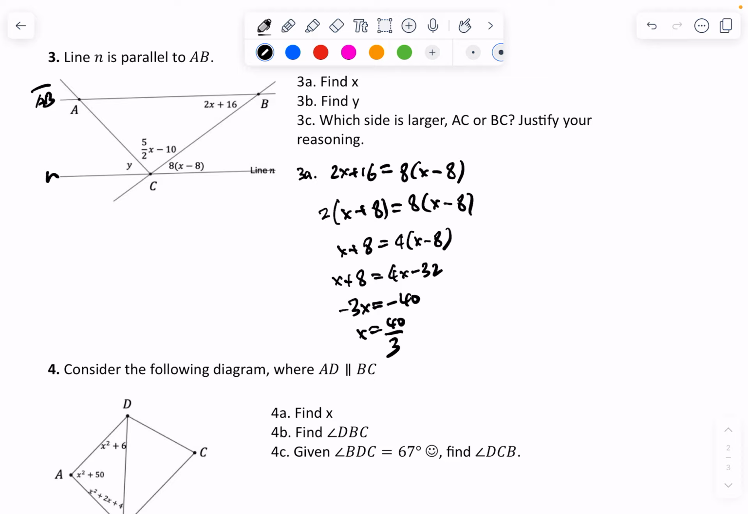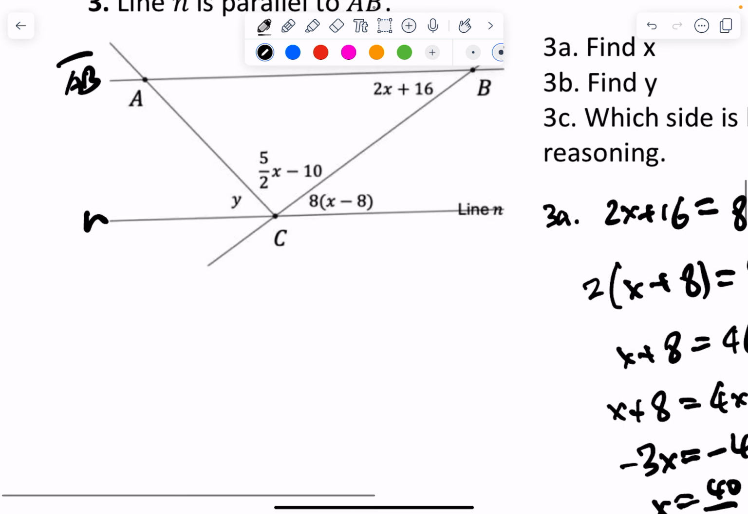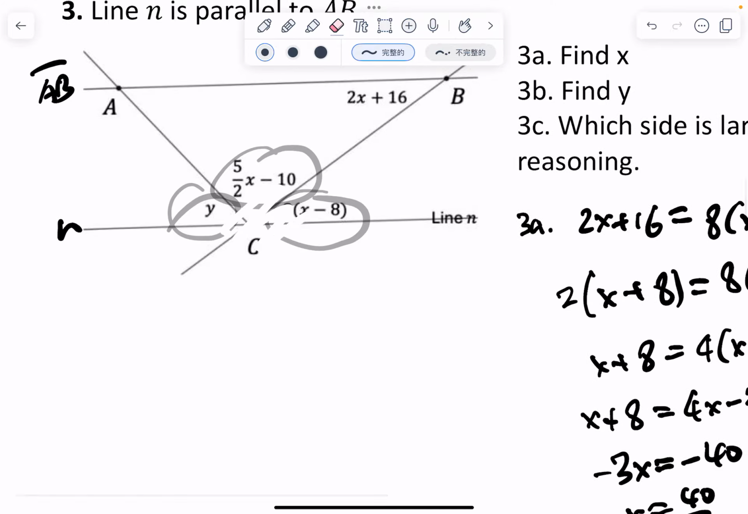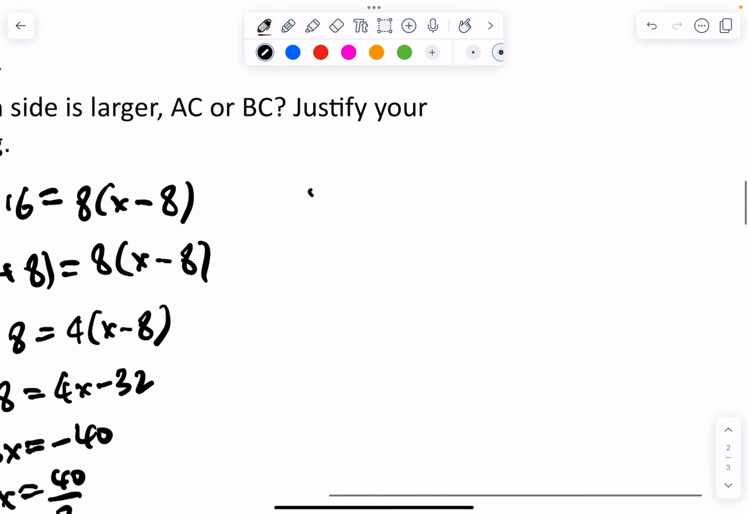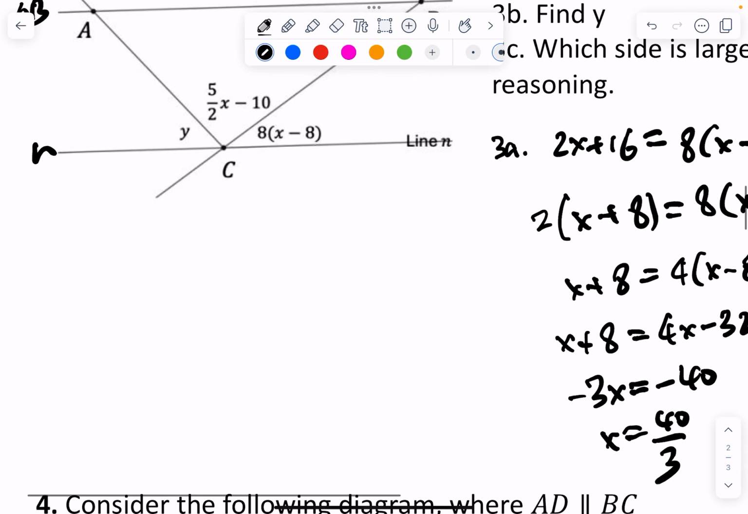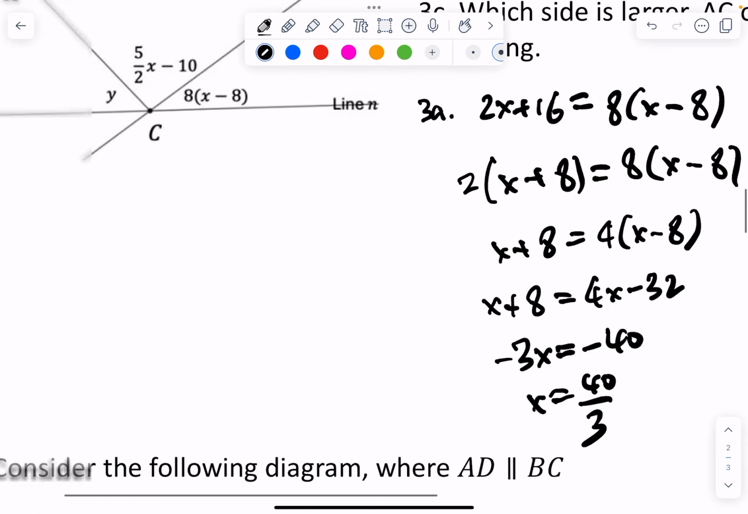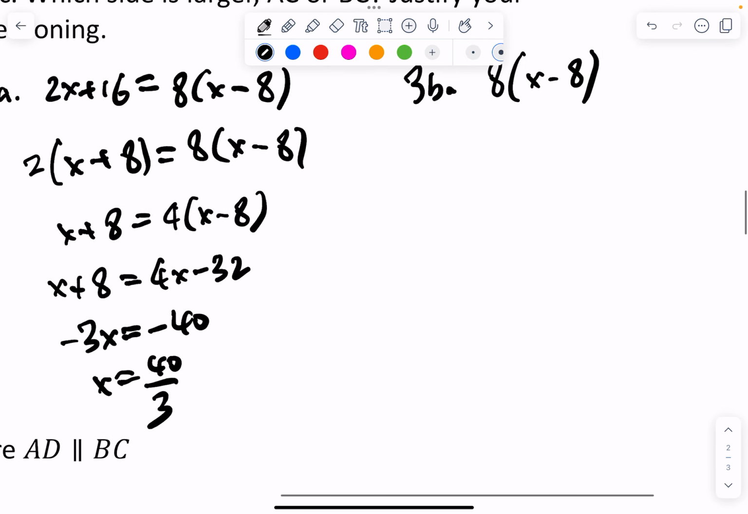How would you find y? To find y, you would have to add this, this, and this together, because you know that the sum is 180. Okay, so find y. First of all, we have 8x minus 8. Why did I choose these numbers? Those were terrible numbers to choose.